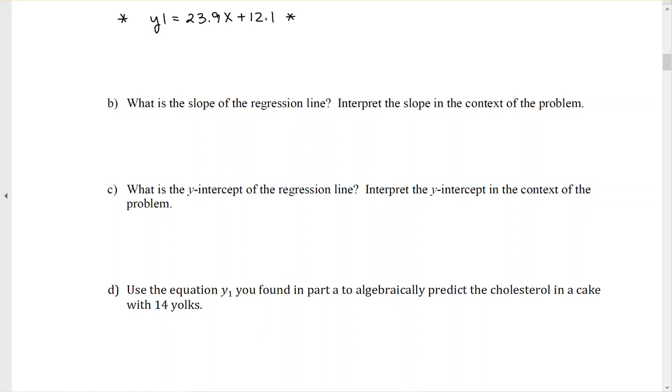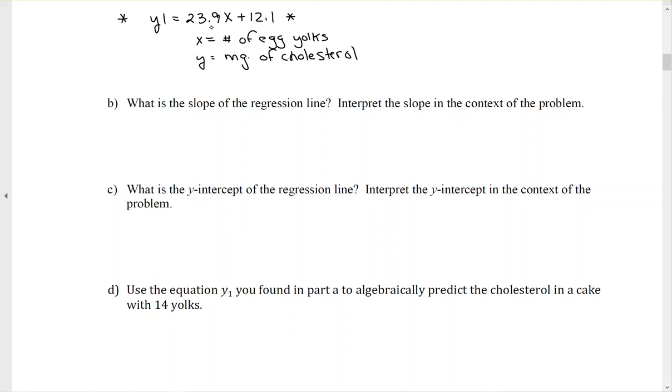So to answer the next few questions, we're going to refer back to our linear regression line that we got in the previous problem using those data points. Remember, x was our input variable, which represented the number of egg yolks, and our output represented milligrams of cholesterol in our cake.